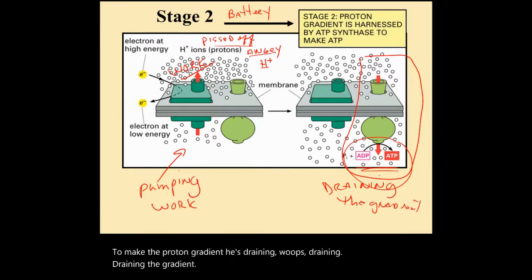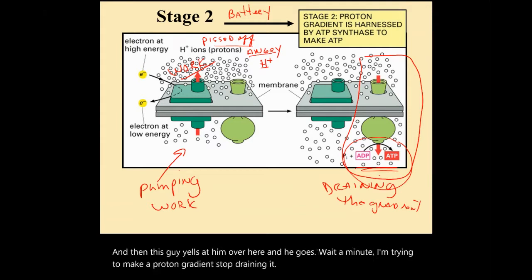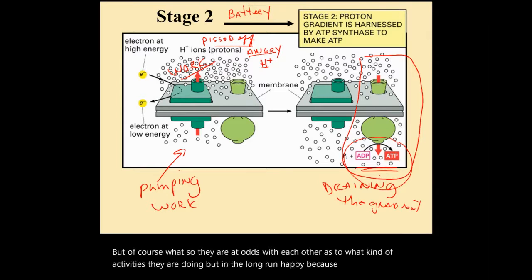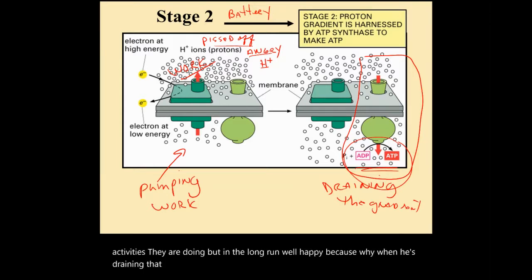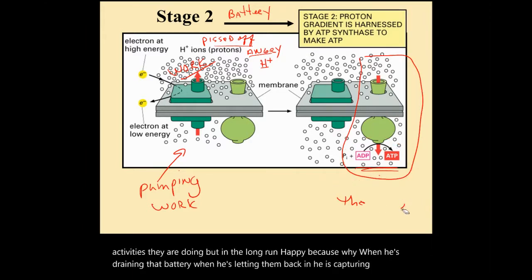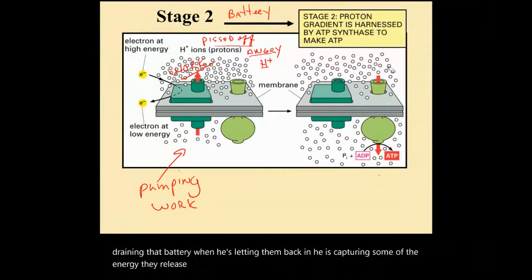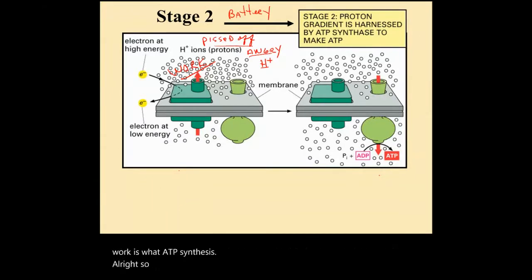And then this guy yells at him over here and he goes, wait a minute, I'm trying to make a proton gradient, stop draining it. But of course, what? So they're at odds with each other as to what kind of activities they're doing. But in the long run, we're happy because why? When he's draining that battery and he's letting them back in, he's capturing some of the energy they release to do some work of their own. And of course, that work is what? ATP synthesis. Right? So it's an interesting dynamics of what's going on in stage 2, right?